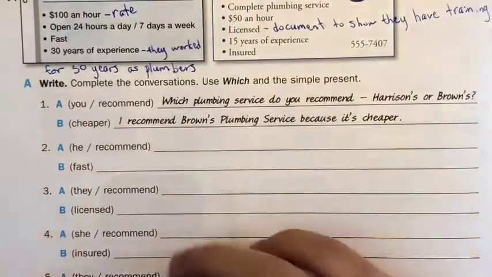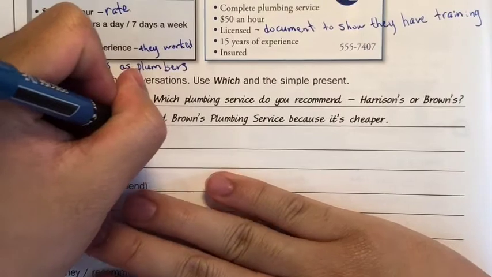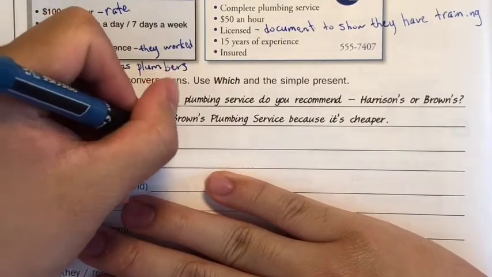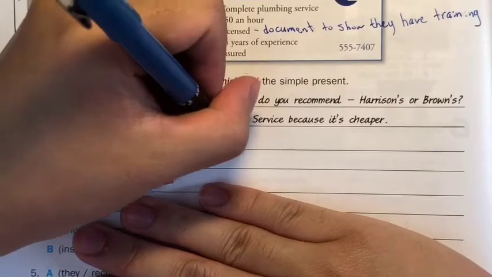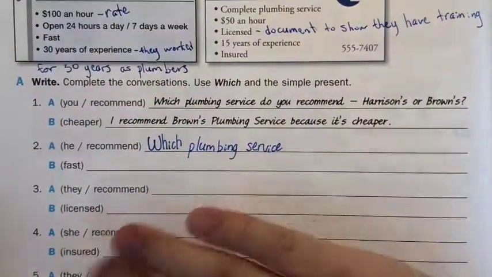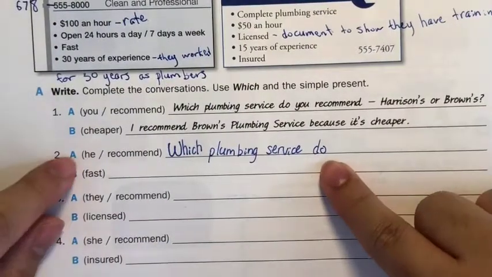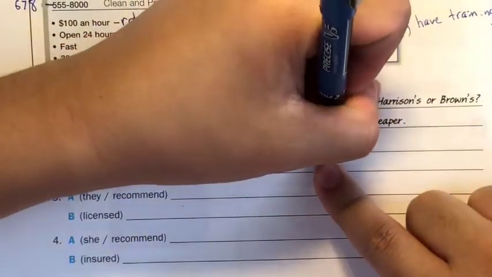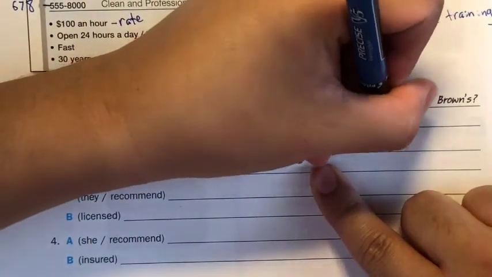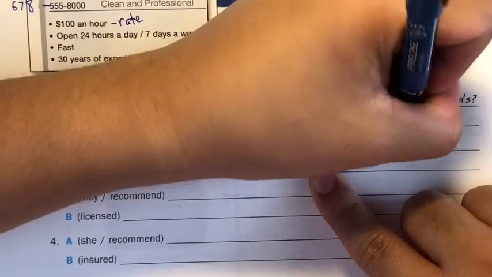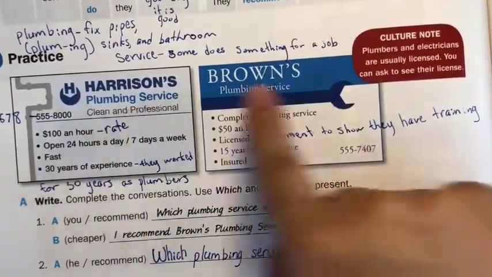Okay, I'm going to do number 2 with you. We have the word he and recommend. So we start off with the question word. The question word is which. Which plumbing service, and then we have the word he. So first, we have the word do. But because we're talking about he, we have to add s. So we say, which plumbing service does he recommend? Harrison's or Brown's?